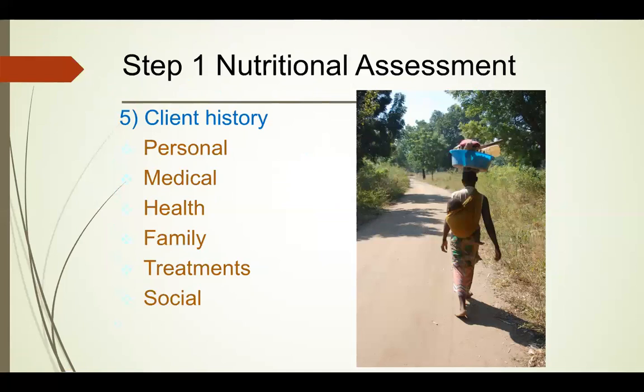One of the last parts is client history. So personal, medical, health, family, treatment, social. Who do they live with? Who does the cooking? Who does the shopping? When's the last time they went to the doctor? What did the doctor say? Is their family supportive of what they're doing? Or does their family maybe have some alternative health beliefs? What treatments have they tried before? Or what nutritional treatments are they interested in? Do they live alone? Do they suffer from depression? Do they know how to cook? Do they not know how to cook? Etc. So those are all really important components of nutrition assessment.